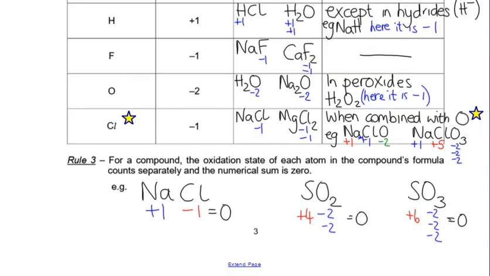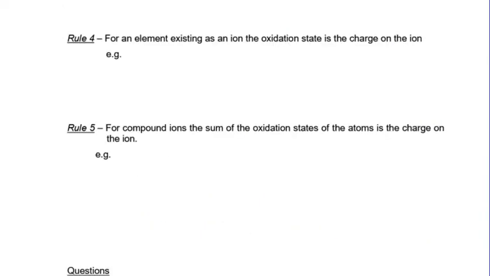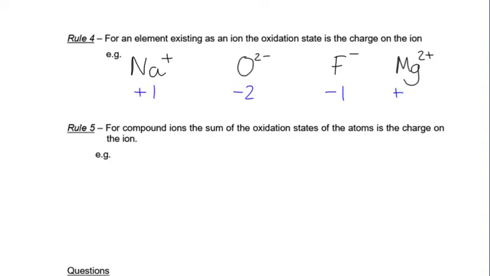That's rule 3. Rule 4, for elements that exist as an ion, so if we're writing an ionic equation and we see something like Na+ or O2-, these are elemental ions, so the sodium ion, the oxide ion, the fluoride ion, the magnesium ion, these are just one element, but existing as ions, then the oxidation state is the same as the charge. But if the element were just existing as the element, so Na or O2 or F2 or Mg, then the oxidation state would be 0 because that's rule 1. It's only if it's an ion, it's the charge on the ion.